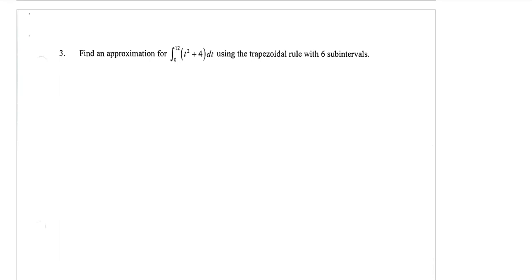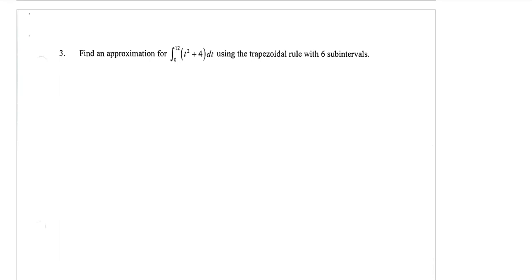Question 3. Find an approximation for the integral of t squared plus 4 between 0 and 12 using the trapezoidal rule with 6 subintervals. At least the question will always give it away. It'll say trapezoidal rule, okay? So as soon as you see those words, this is the process that we do.